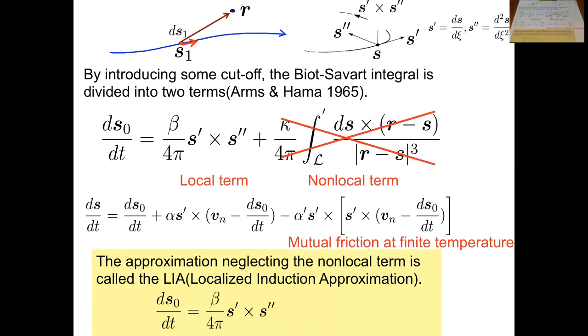And the approximation neglecting this non-local term is called the LIA, the localized induction approximation. Certainly this non-local term makes the theoretical analysis and the numerical calculation very heavy. So in the previous calculation, this non-local term was neglected.